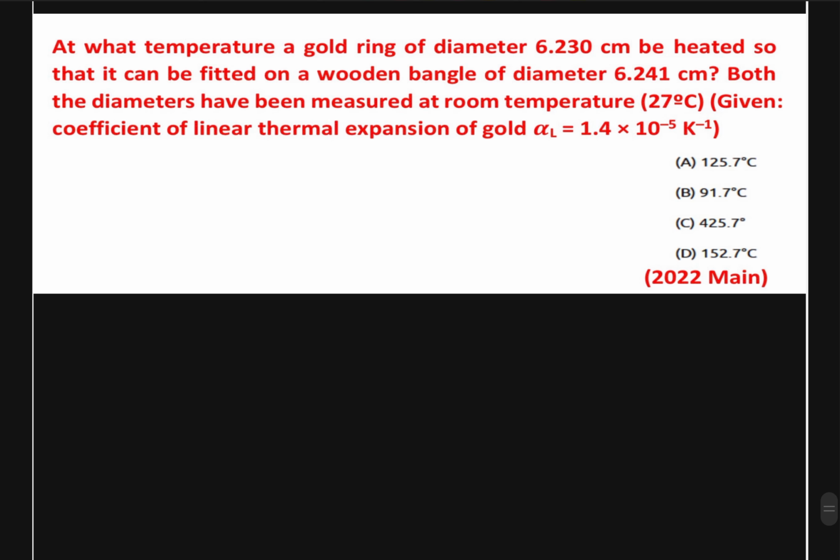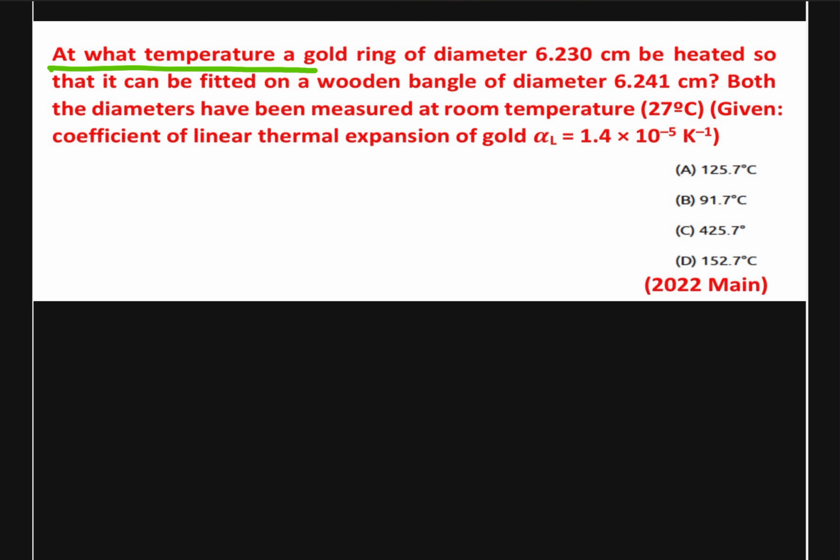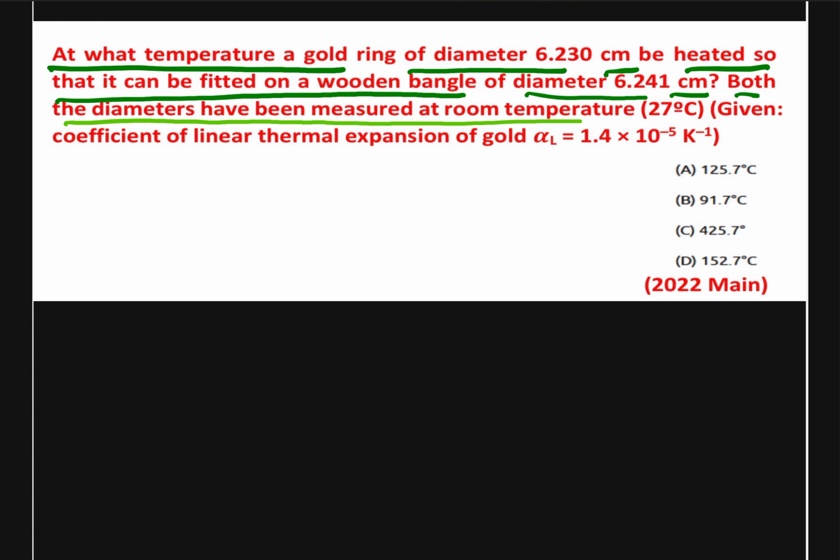Next question. It states that at what temperature a gold ring of diameter 6.230 centimeter be heated so that it can be fitted on a wooden bangle of diameter 6.241 centimeter. Both the diameters have been measured at room temperature, that is 27 degree centigrade. So obviously the temperature of the ring is going to increase, which is going to lead to its expansion.